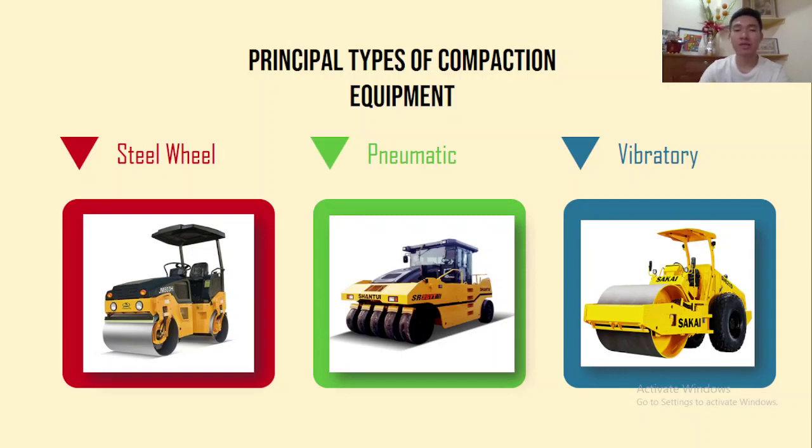Let's proceed to vibratory rollers, which are almost identical to smooth wheel rollers, including the single or double drum, except for one major difference. They come with a specialized vibrating component.